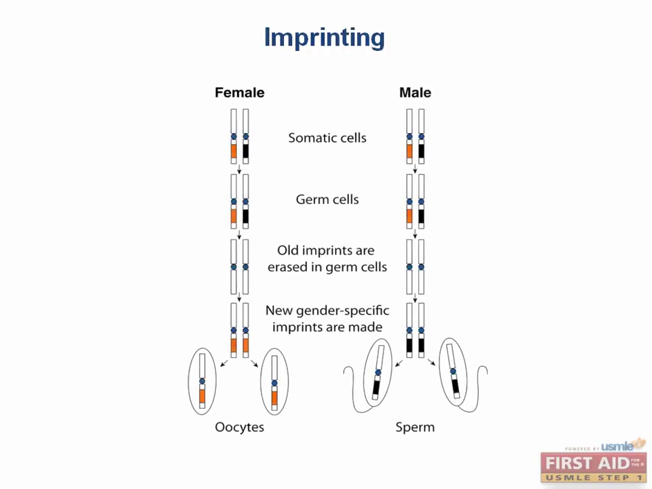For example, let's say in one person, the allele from one parent is imprinted, which is the black one here, and the other is expressed, which is the orange one. Imprinting can be established by methylation of the gene's promoter in one parent so it won't be expressed. When this person produces gametes, in the germline, these old imprints are erased, leaving a blank state. Then, depending on the sex of the individual, new imprints are made.